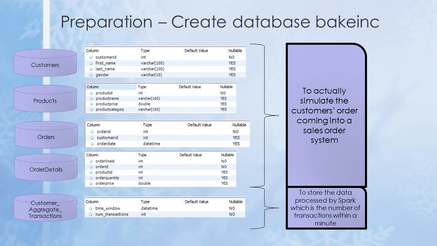Before I set forth to write the first program to simulate the transactions of the customer orders streaming in, I had to set up a database. Basically it's a customer orders database with customers, product orders, and order details. Additionally, there's a customer aggregate transaction table which will be used to log the transactions count of the customer orders coming in.